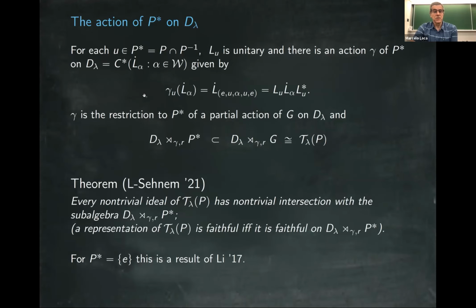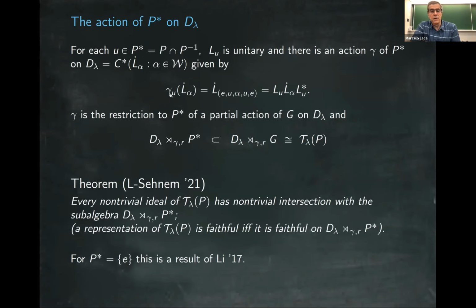So this diagonal has an action of the semigroup. Up to now, I haven't said anything about the semigroup except that it's a sub-semigroup of a group, but it could be the whole group, or it could contain a significant group inside. If you define P star to be the invertible elements in P, the largest group contained in P, then there is a unitary action of that group that acts on the diagonal simply by conjugation.